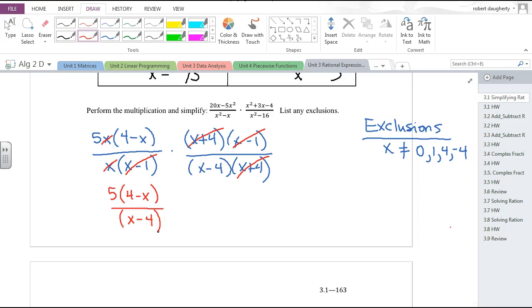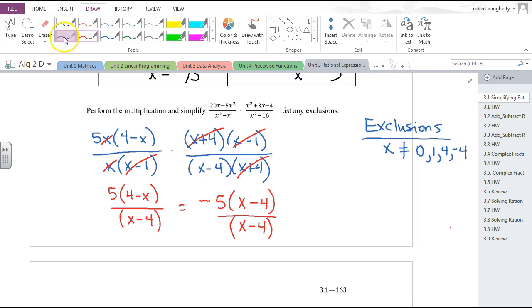Yes or no? You can go a little bit further. I want you to write it this way. What about if I write it this way? Everyone see how I did that? What did I do? I factored out a negative. Okay, so if you multiply, this is 20 minus 5x, right? 20 minus 5x. Okay?